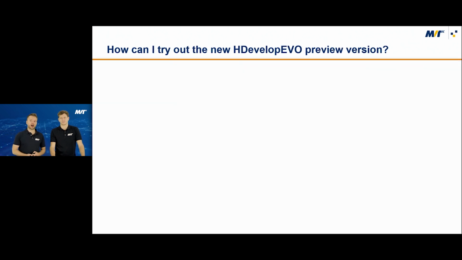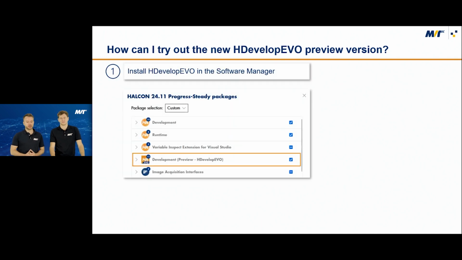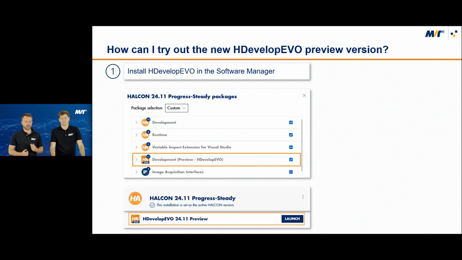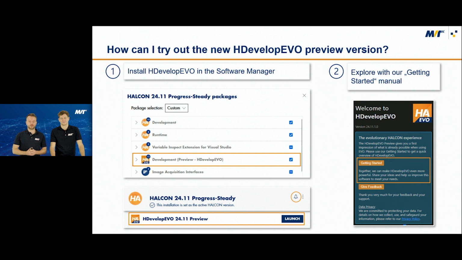And now the big question: how can I try HDevelopEVO? It's simply a package inside our existing HALCON installation. So when you install HALCON, you can select Development Preview HDevelopEVO, and then this version is installed together with your HALCON installation. Then you will find HDevelopEVO 24.11 inside the software manager. When there are any updates, you will see the bell. And how can I use HDevelopEVO? You will find a Getting Started guide inside the HDevelopEVO documentation.